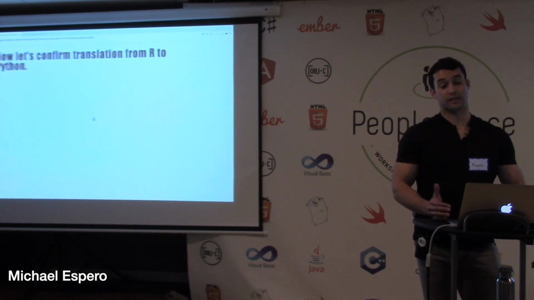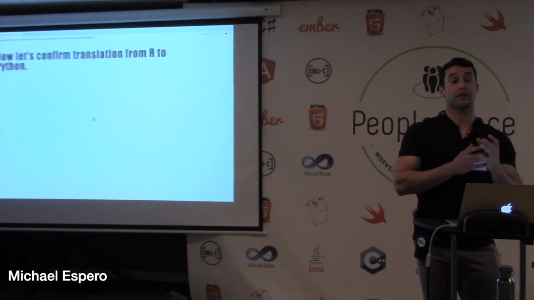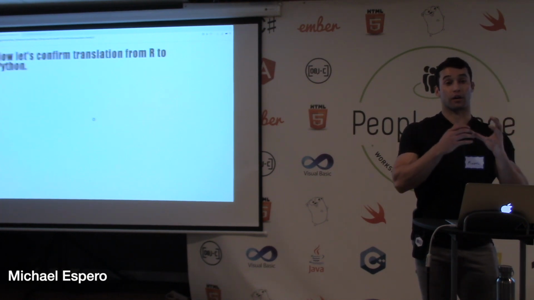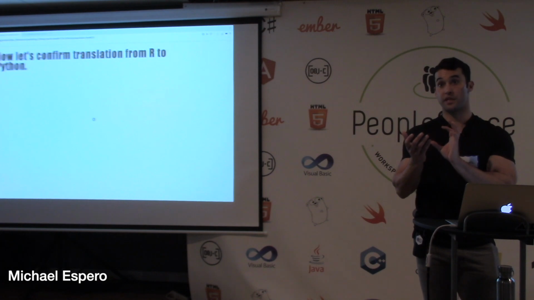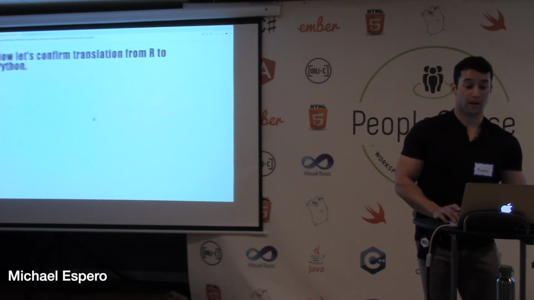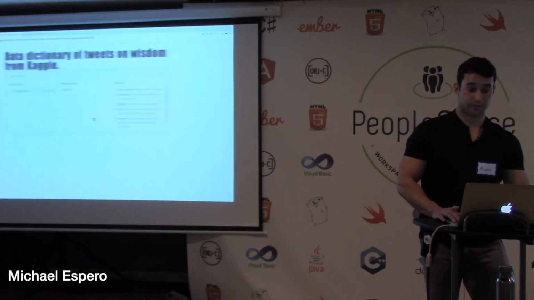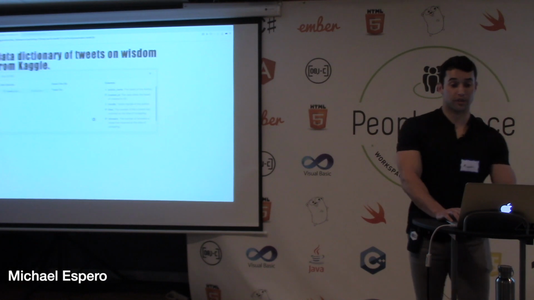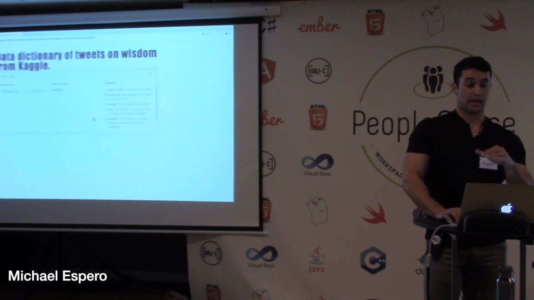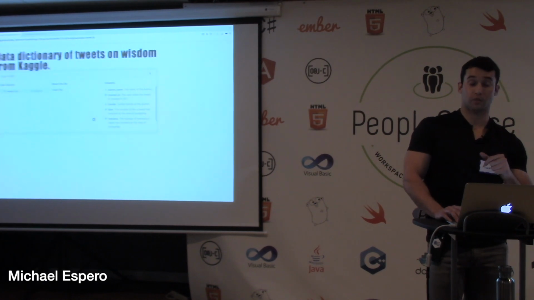Now let's confirm translation from R to Python. We want to make sure that the objects that we may be familiar with in R are turning out the same way that we would expect them to be in Python, and we want to take note of maybe some important differences there, particularly if we're not especially comfortable with Python yet. So now we're going to use a data frame from Kaggle again. This one is tweets on the subject of wisdom.